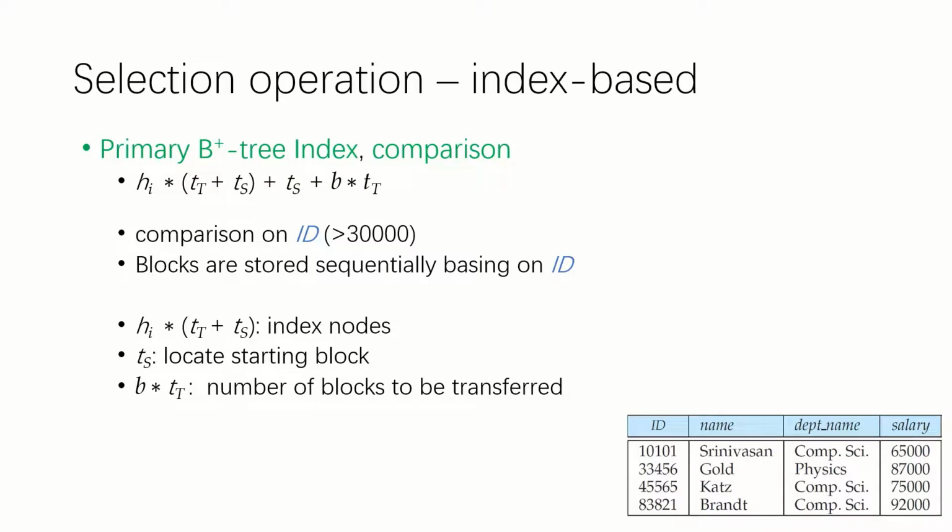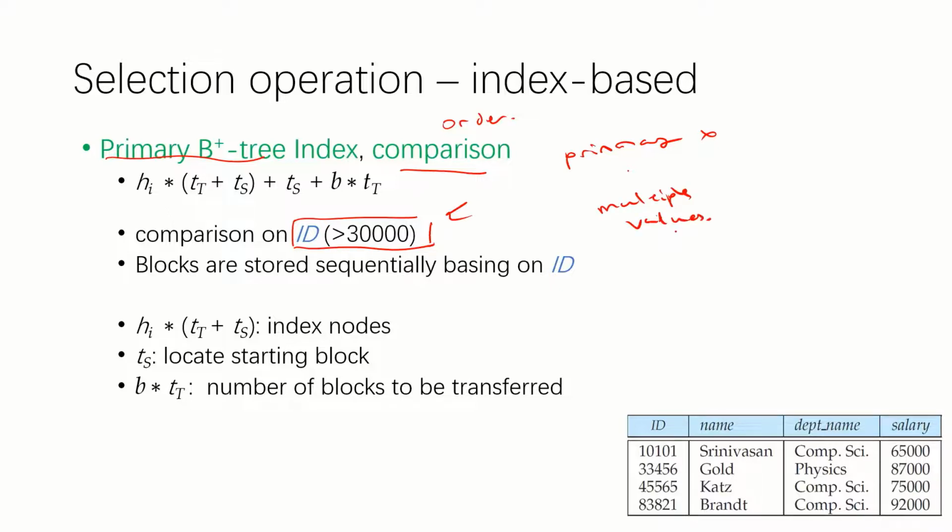So let's say this is the primary B plus tree and the comparison. This is a primary B plus tree, so it is in order. Comparison, so it will be like where ID is greater than or equals to something. Notice that we do not talk about whether it is a primary key or not, because it doesn't really make a difference, since we're now doing comparison. So it is implicit that multiple values will be returned. But we know that this is a primary index, so it is in order. So this will be very similar to one of the scenarios that we've seen earlier.